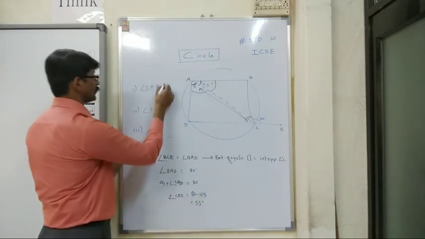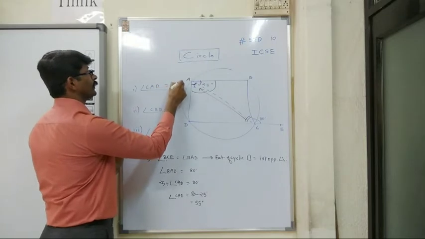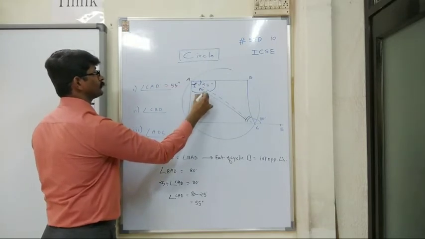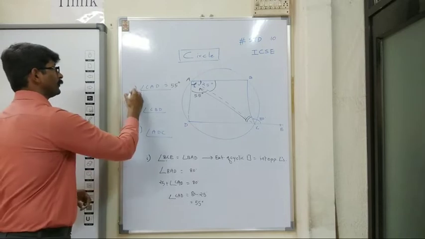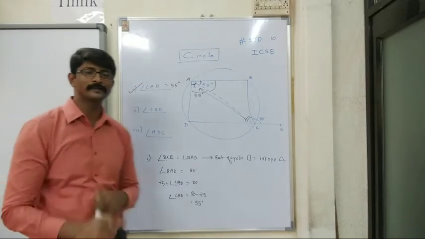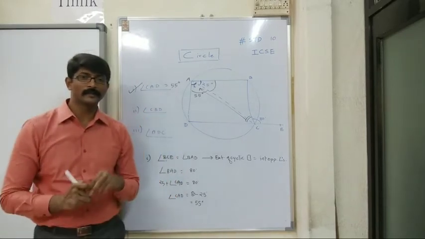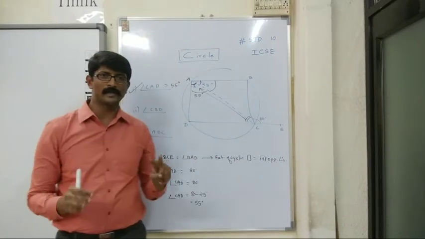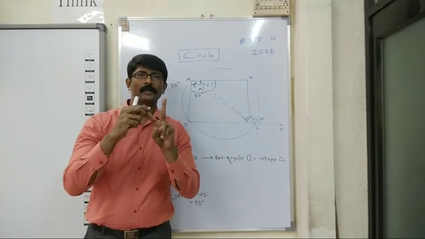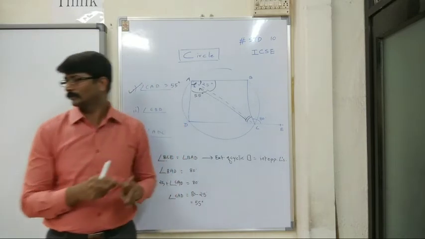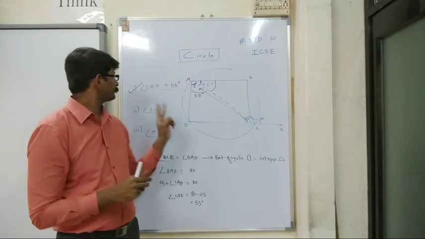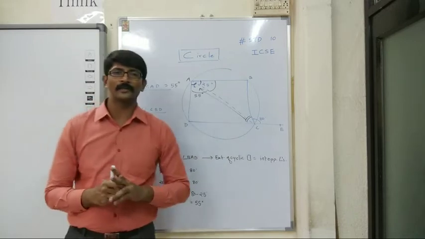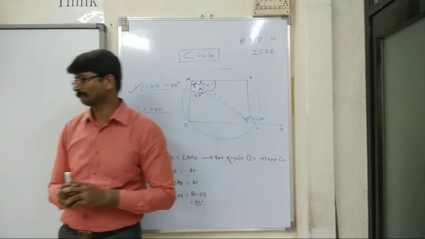So that is the answer: 55 degrees. We got this angle as 55. So the first part is that, and your 1 mark is confirmed. Always remember there are 2 properties surely asked in your board paper: 1, the cyclic quadrilateral properties, and 2, angles in alternate segments are always equal.